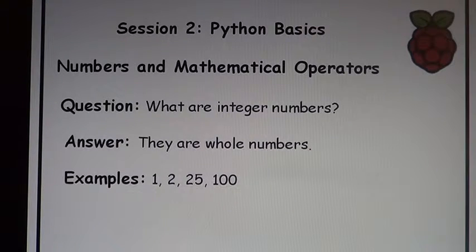So, numbers and mathematical operators. Well, the big question is what type of numbers we're talking about. So we'll start with that discussion, and the question is, what are integers? Well, integers are basically whole numbers. You can see the examples right there: 1, 2, 25, 100. Basically, they don't have any fractional parts to them. They're just numbers. So that's in a nutshell what integers are.